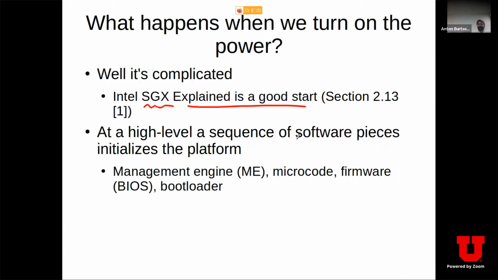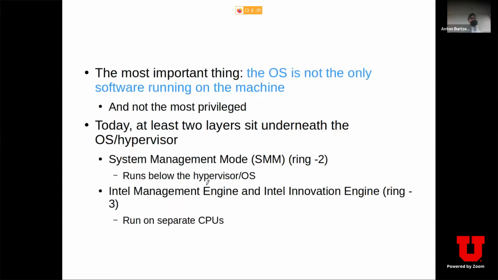At a high level, it's a sequence of different software pieces which initialize your platform, like your network cards, your memory, your caches. And there will be a lot of those pieces, not just a single one. So BIOS is here, bootloader is here. The bootloader is the one which jumps to the OS. BIOS jumps to the bootloader, right? But there is also microcode and something Intel calls a management engine. Let me explain what it is.